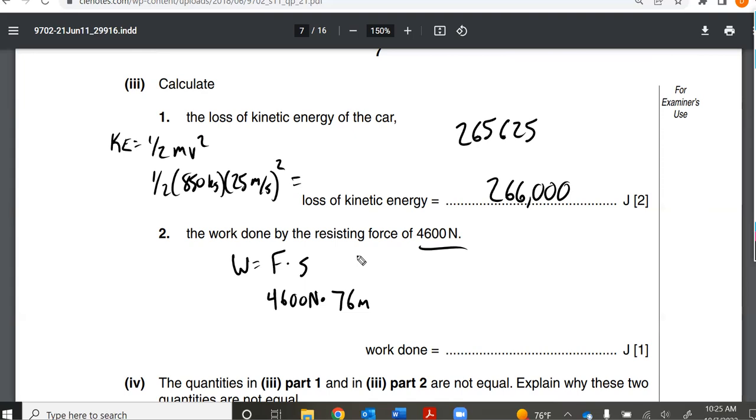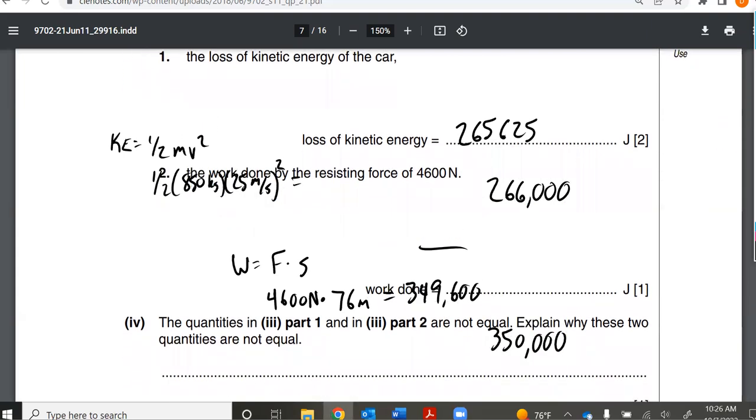4,600 times 76. So I get a calculator value of 349,600, which is really close to 350,000 joules. All right, so it loses 266,000 joules of kinetic energy, but the work done is 350,000 joules. Okay. Those numbers are not the same.